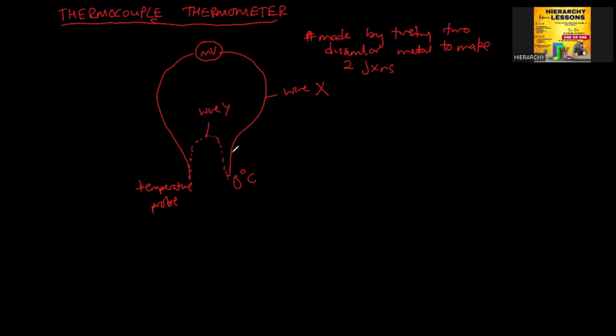The free ends that are not twisted are joined to a millivoltmeter or a potentiometer. The reference junction is kept at ice point or suspended in air. So that's a thermocouple thermometer. The millivoltmeter is to measure the potential difference across the wires.